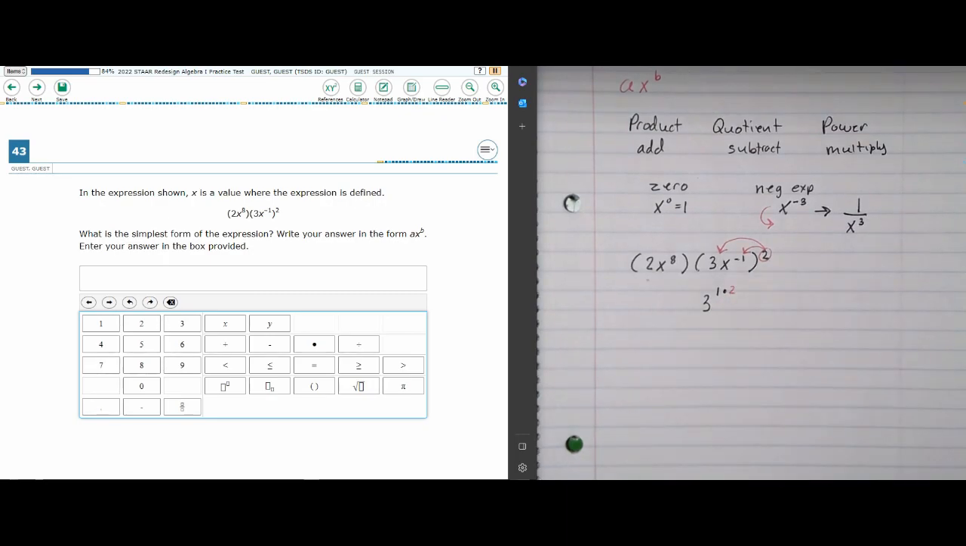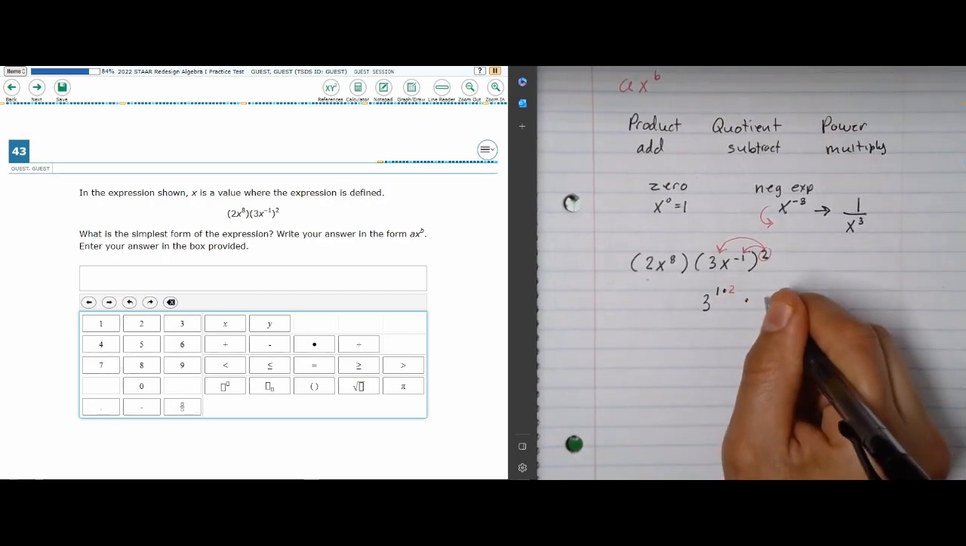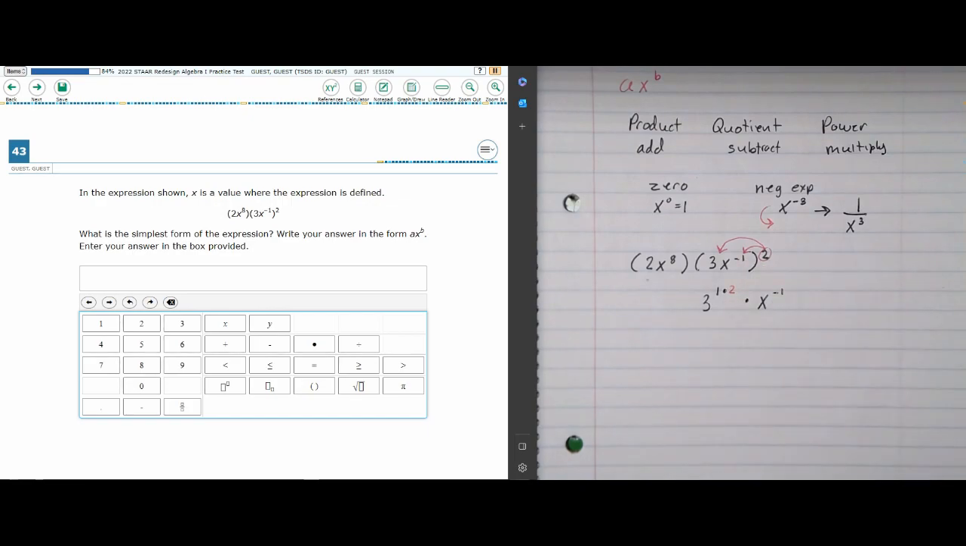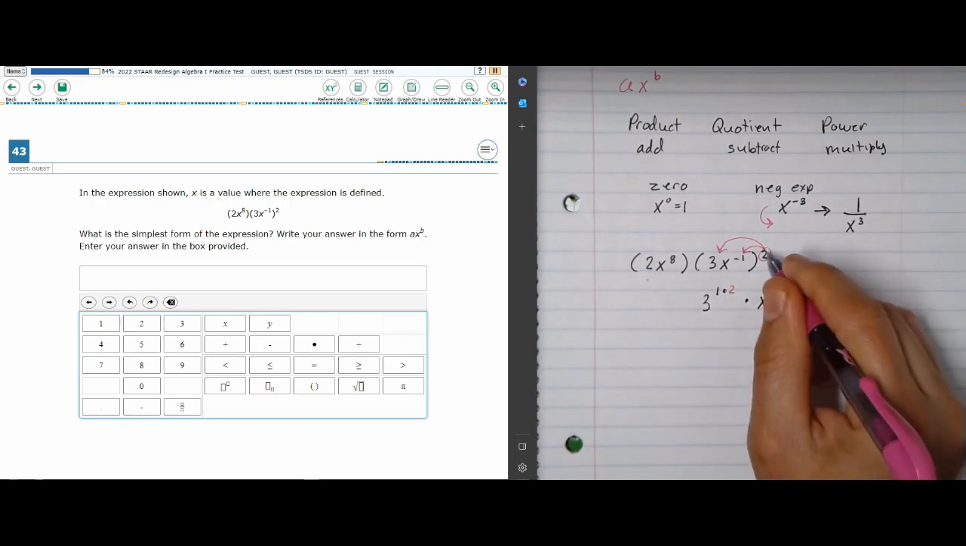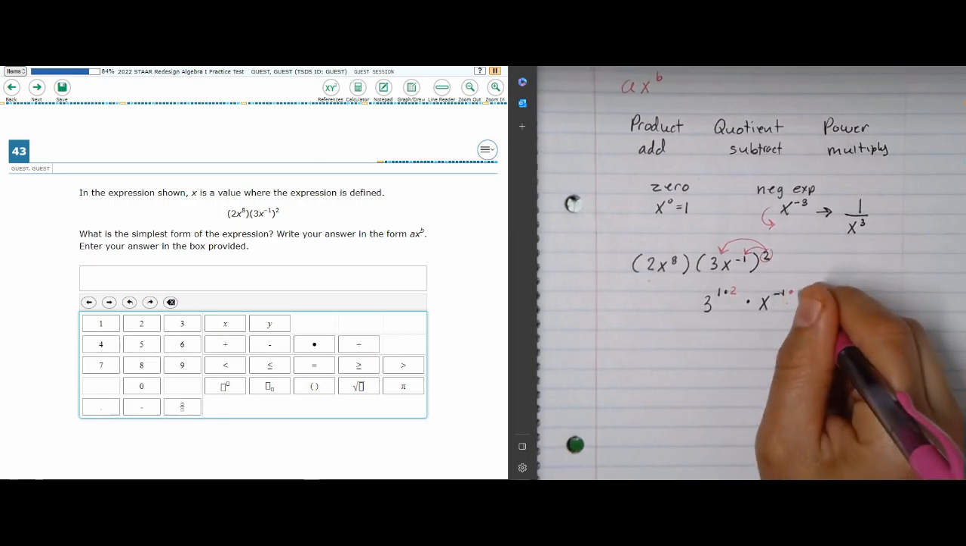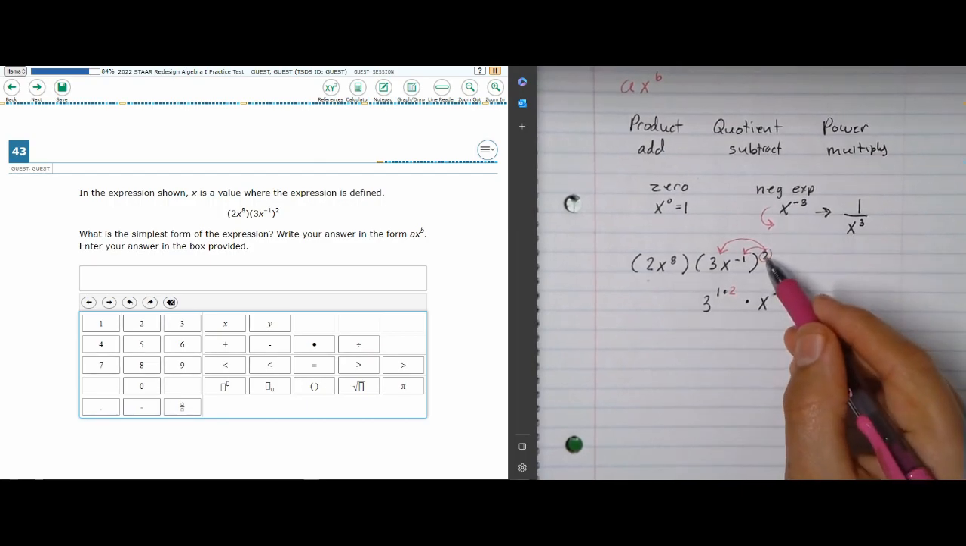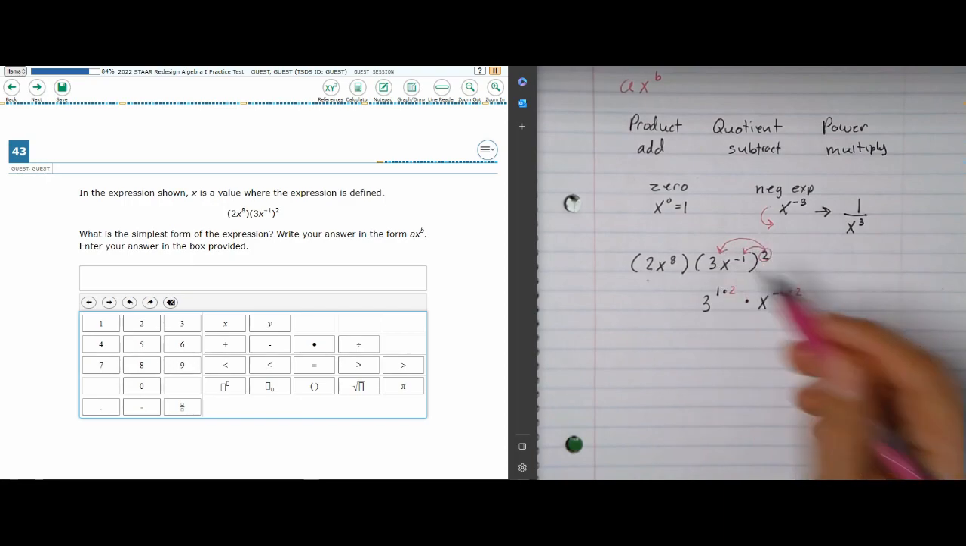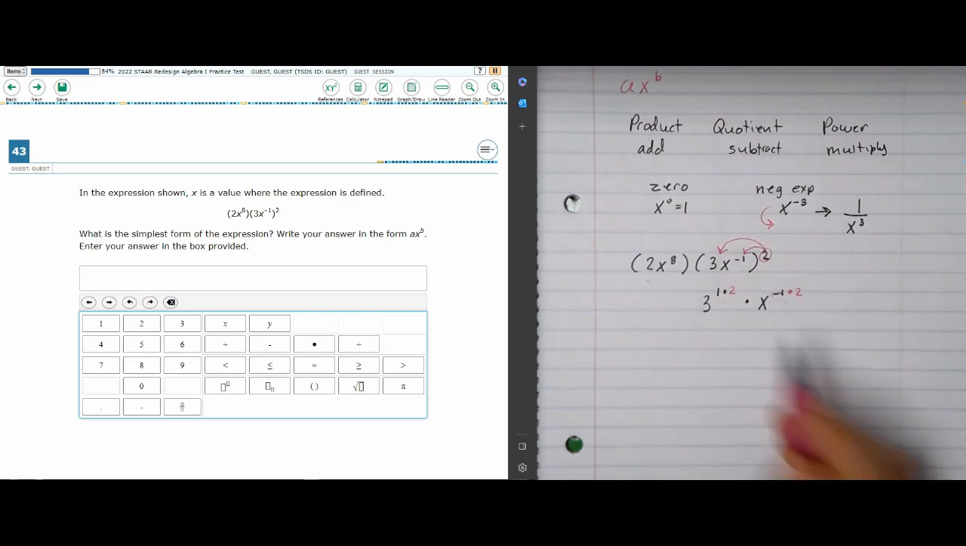And then I have an x. So this is going to be times x to the power of negative 1 times this outside power of 2. Notice this power of 2, I just took it and multiplied it to that power and multiplied it to the power of 3, right? This 3 has a power of 1.